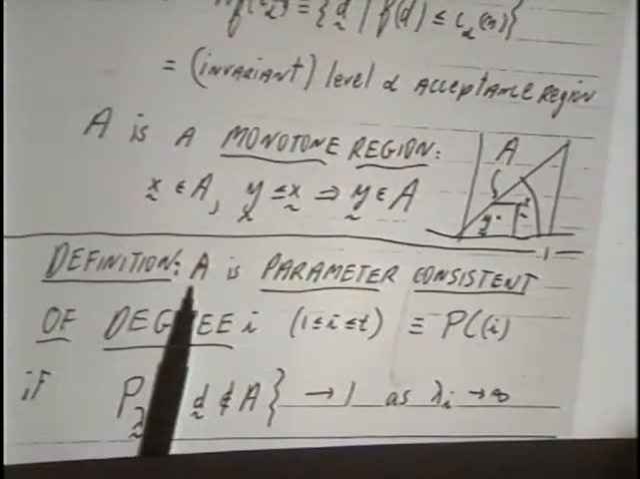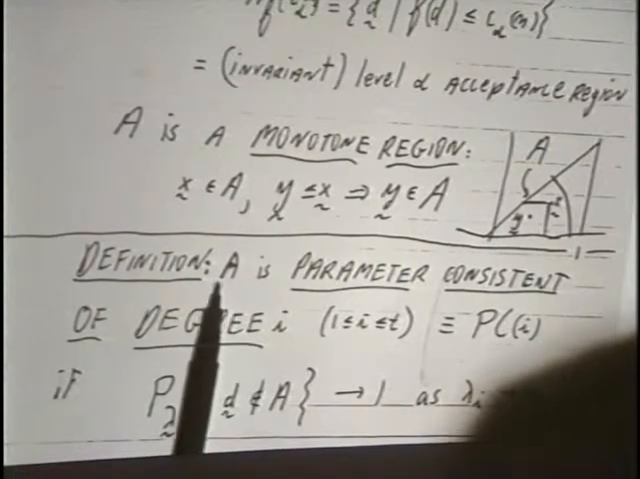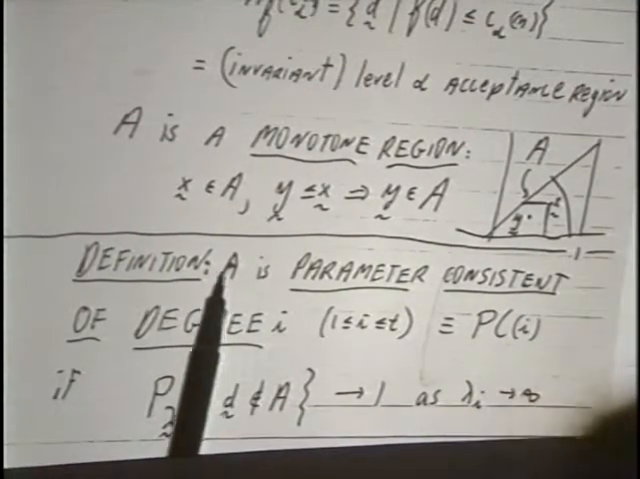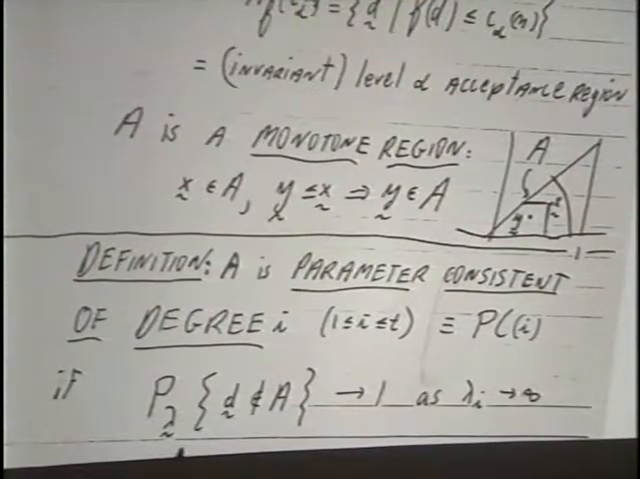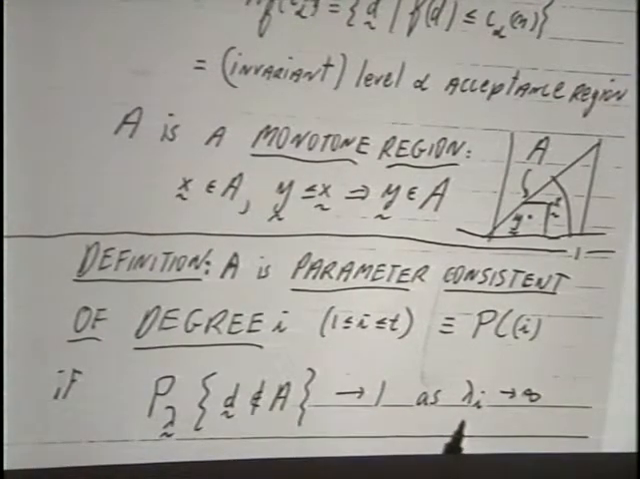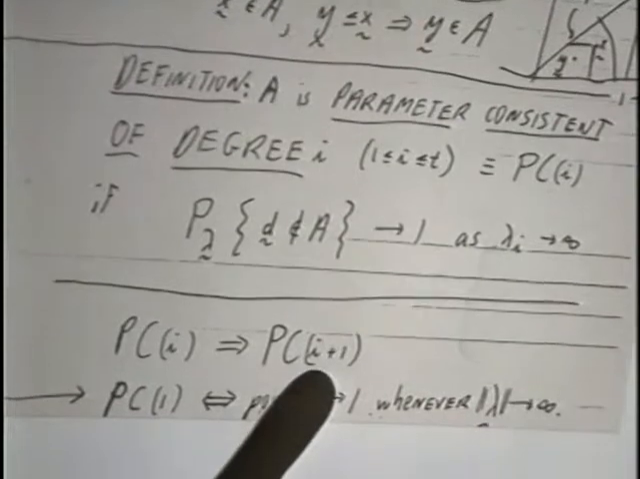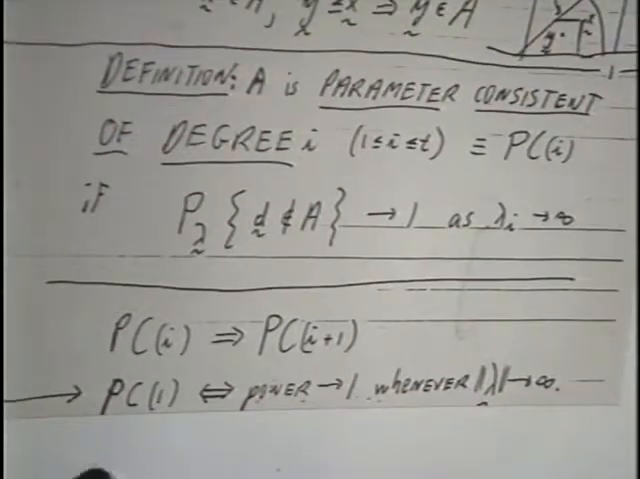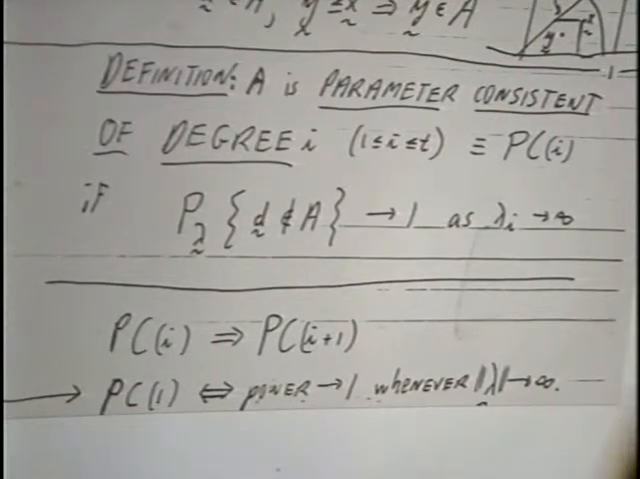Now, parameter consistency is in a sense a simpler property. It's defined for a fixed acceptance region A. We keep the sample size fixed. For a given n, an acceptance region is called parameter consistent of degree I if and only if the power, that's the probability of rejection, not being in the acceptance region, approaches 1 as the ith non-centrality parameter approaches infinity. Again, PCI, parameter consistency of degree I, implies parameter consistency for all higher degrees. Parameter consistency of degree 1 is a desirable property. That says the power approaches 1 whenever the alternative approaches infinity, whenever the alternative is distant from the null hypothesis.